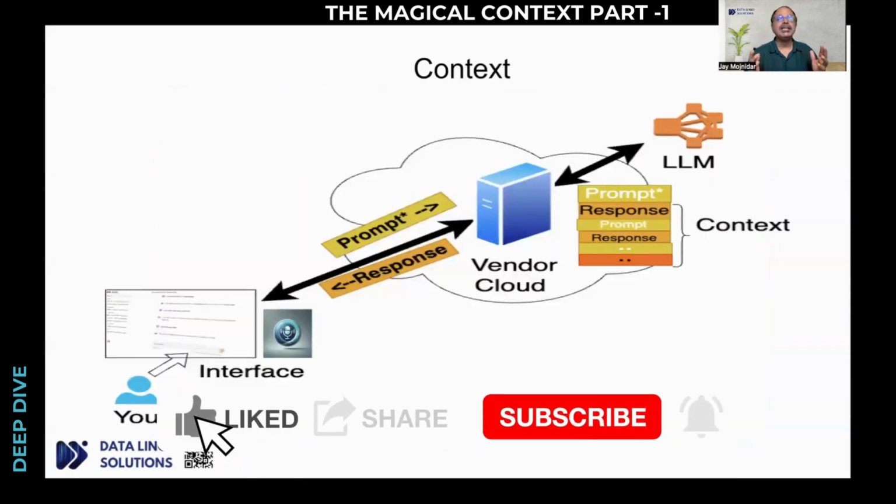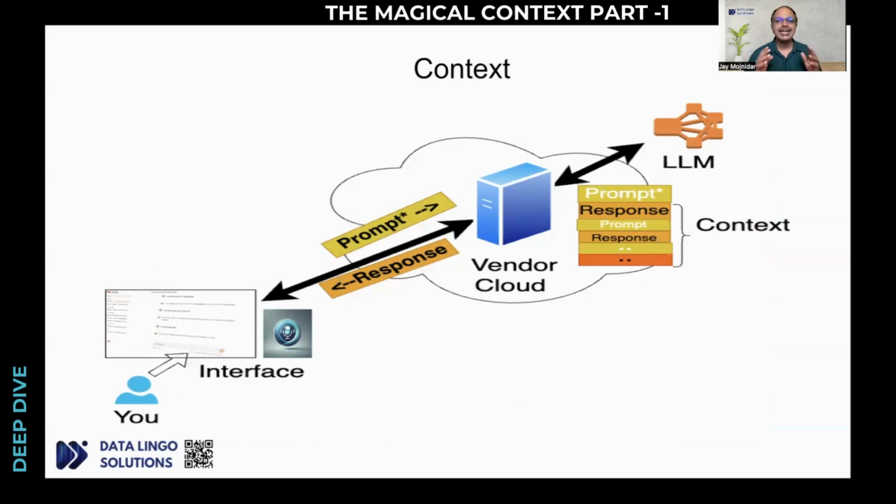Vendor clouds perform many functions. At the base level, they act as gatekeeper for all prompts and responses. When a new prompt arrives, the vendor cloud attaches the previous prompts and the responses to the current one. This is known as context. The vendor cloud then hands over the prompt and the entire context to the LLM. LLMs are designed to give higher attention to the prompt first, context next, then to their own knowledge base. This allows the LLM to craft more relevant and contextual responses. The net effect is that we perceive the LLM as conversational.